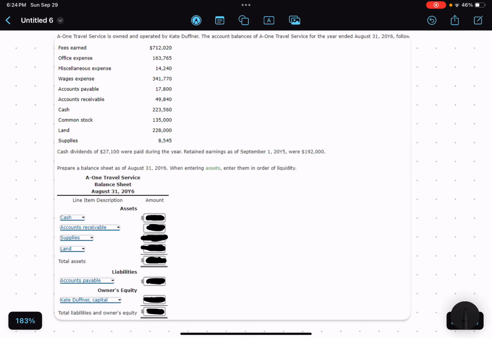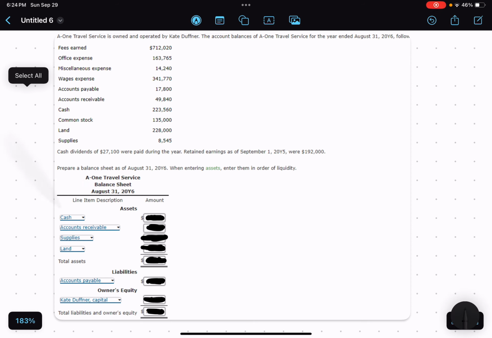So today we're going to learn how to prepare a balance sheet by using the account balance provided. When you're making a balance sheet, you want to do the name of the business, the title of what type of sheet you're doing, which is the balance sheet, and then the date that it's applicable for. Then you want to label the description side, the amount side, and you want to put assets first, list all your assets, total assets, and then liabilities, owner's equity, and total liability and owner's equity.